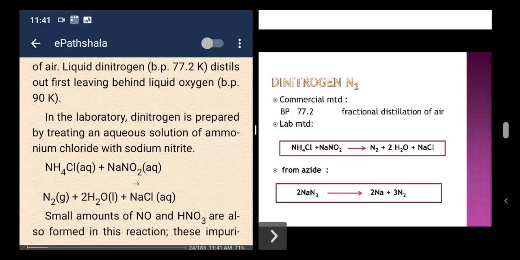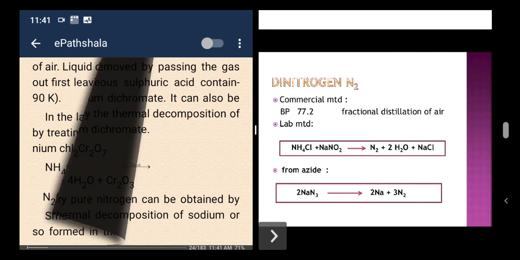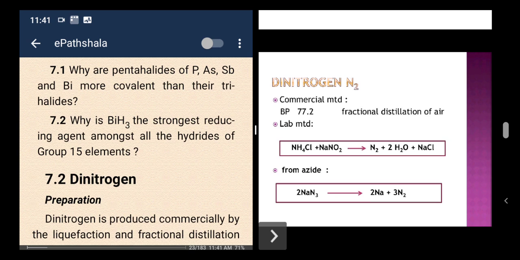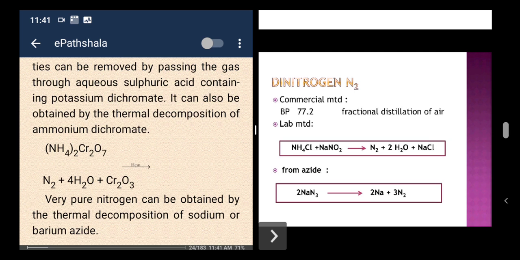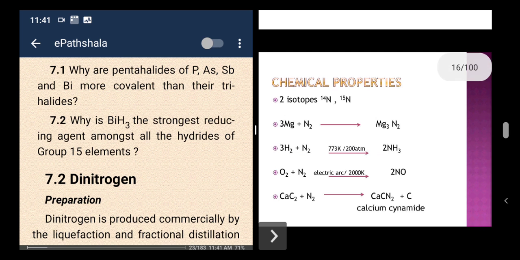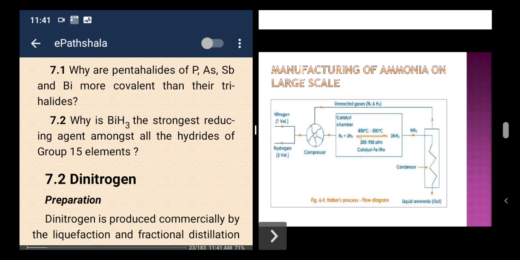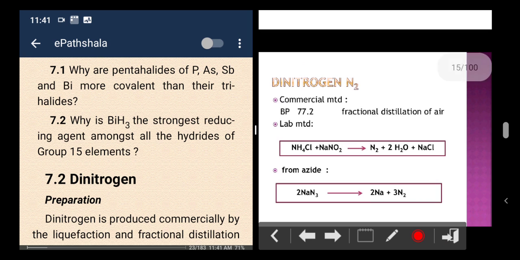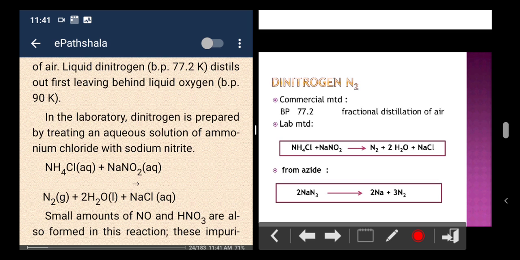With the continuation of the previous chapter, previous topic, nitrogen. Okay, production of dinitrogen, that is what we are going to see. How has dinitrogen been prepared commercially? That is done by the fractional distillation of air. It can be prepared on a large scale.